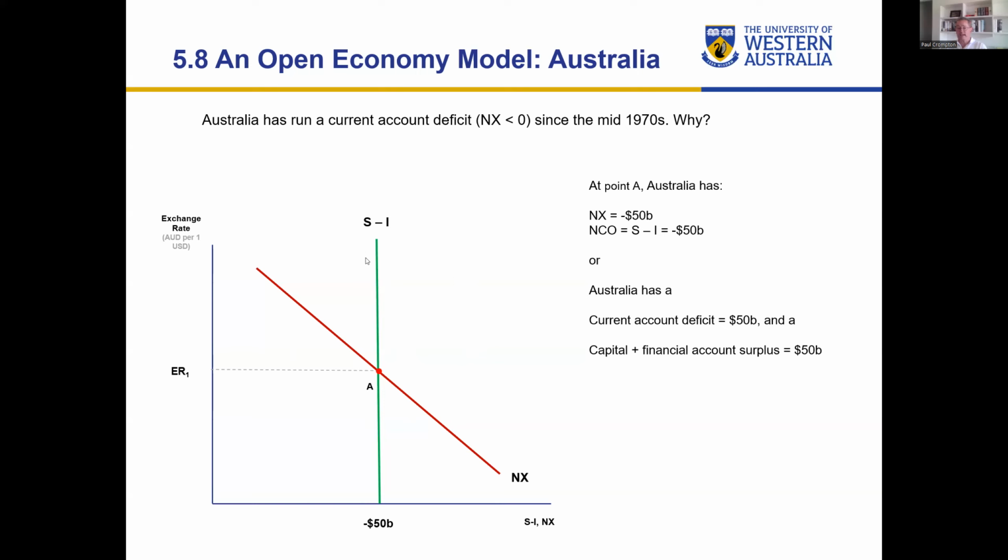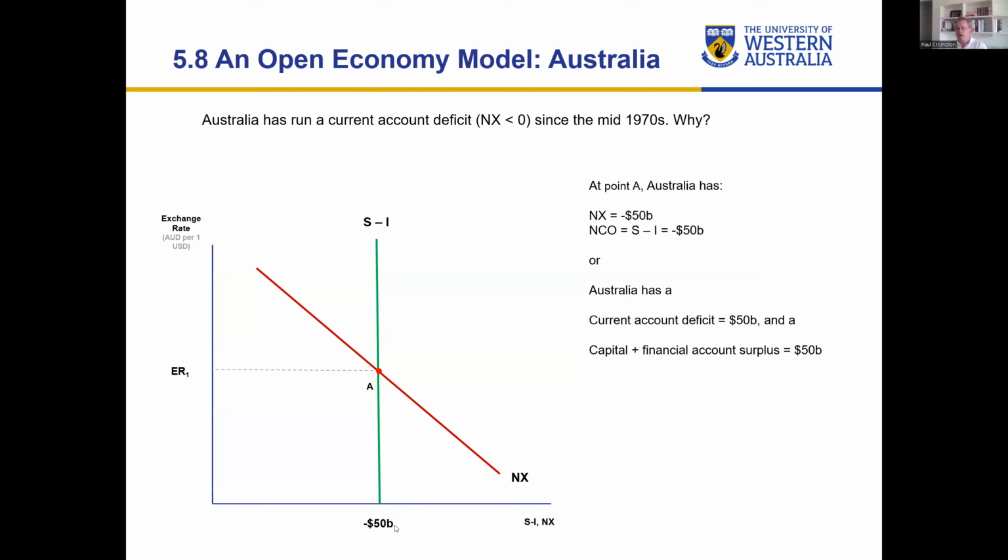So another way of saying that is, as soon as S and I, and therefore the difference between the two, has been determined, that then determines the level of net exports. Because you can shift this NX curve left and right, and it will move the exchange rate up and down, yes, but the value of NX won't move away from minus 50 billion.